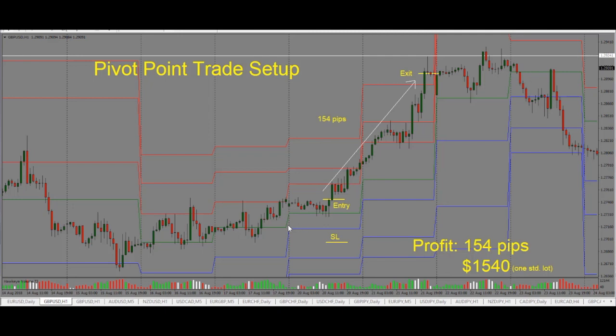So just to recap here, when using pivot points to trade, we are looking for our reversal formations, or we are looking for trade setups at those pivot point levels.